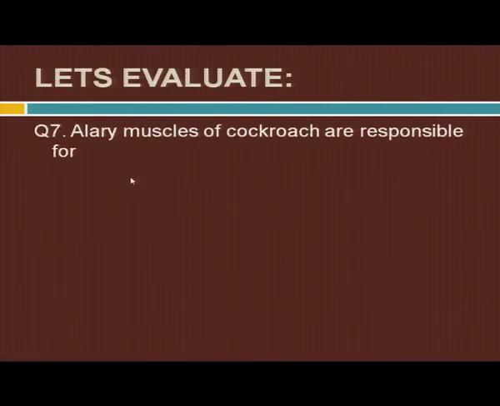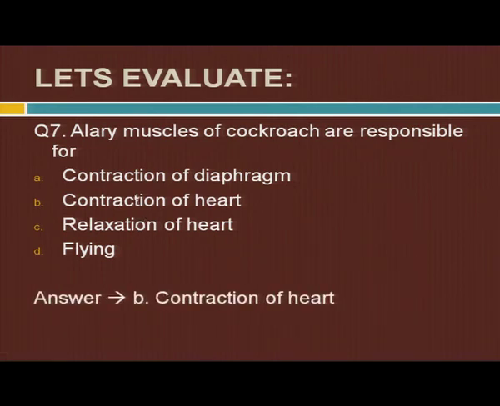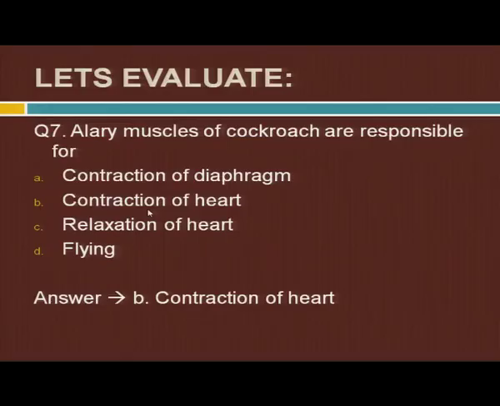Next question. Alary muscles of cockroach are responsible for: A, contraction of diaphragm; B, contraction of heart; C, relaxation of heart; D, flying. The answer is, it is responsible for the contraction of heart. We have learned that there are 12 pairs of alary muscles present along with the 13 chambers of the heart, and it helps in the contraction of the heart.